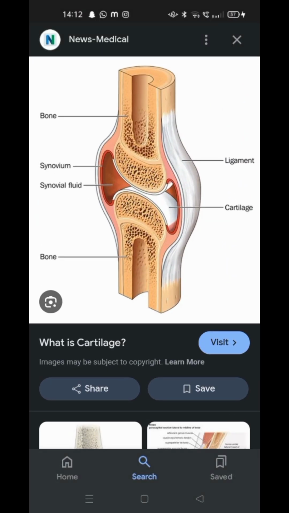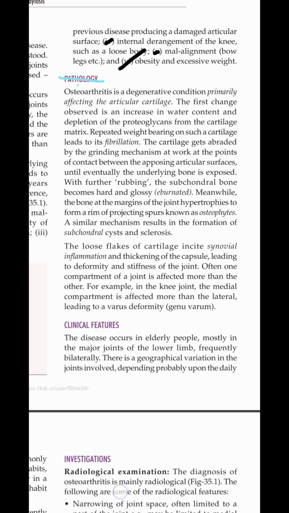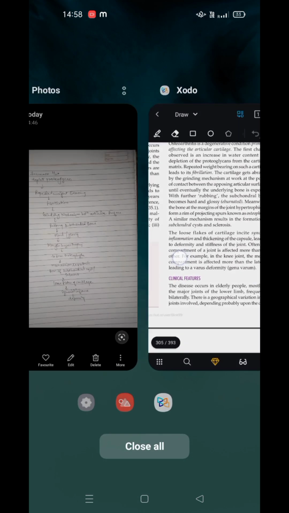So, as we can see here, let's see the easy way to understand it in a flowchart pattern. Here is a flowchart in which you will know the pathology in the easiest way. So let's start with it.